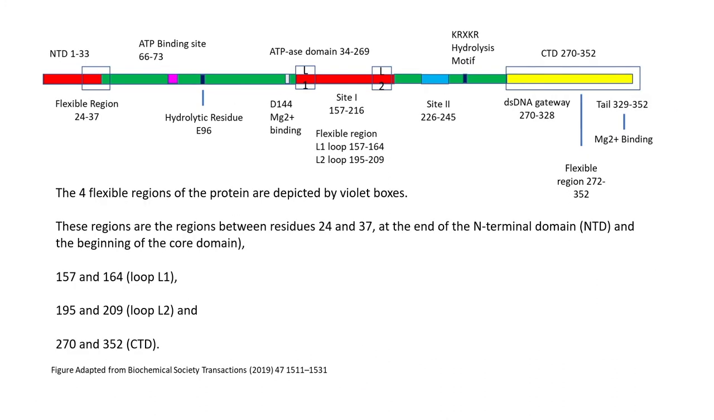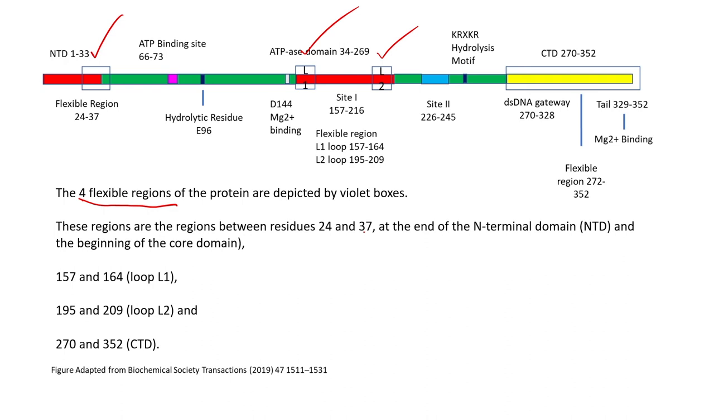Now, let us focus on the flexible regions. There are a total of four flexible regions of the protein, and these are depicted by these violet boxes. These regions are the regions between residues 24 and 37 at the end of the N-terminal domain and the beginning of the core binding domain.